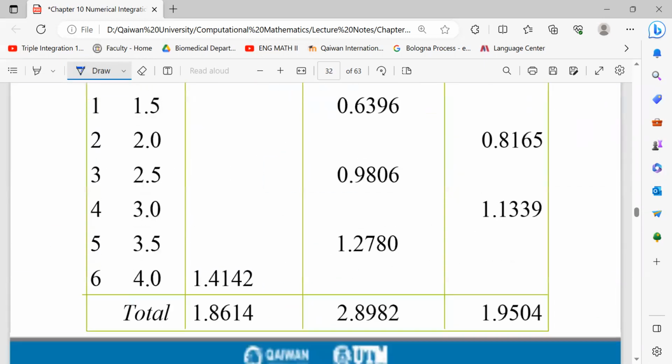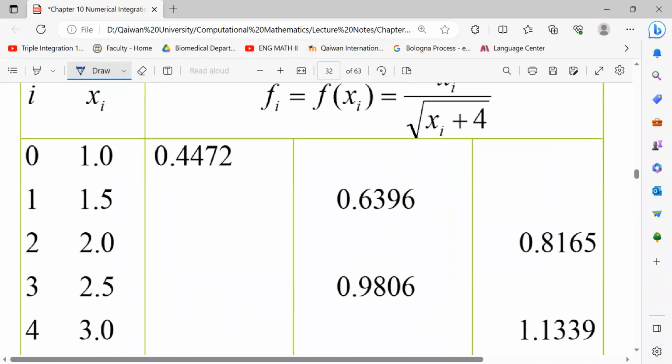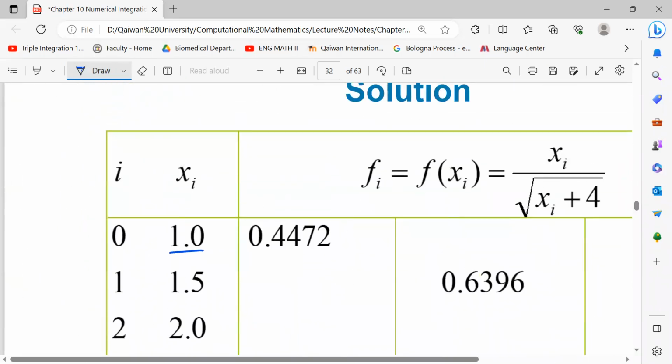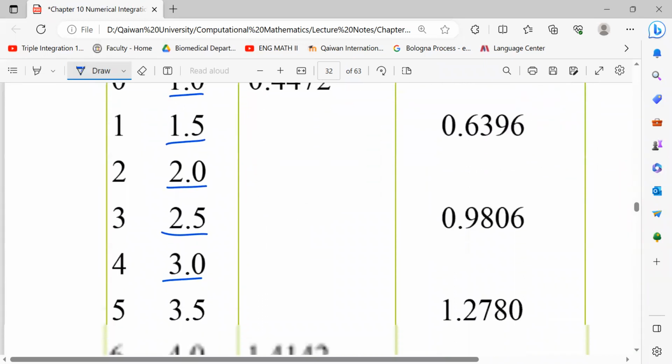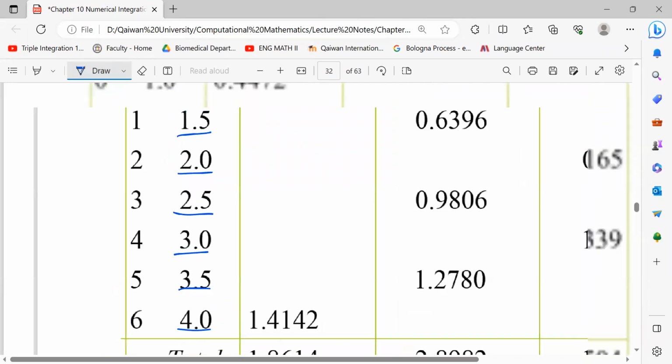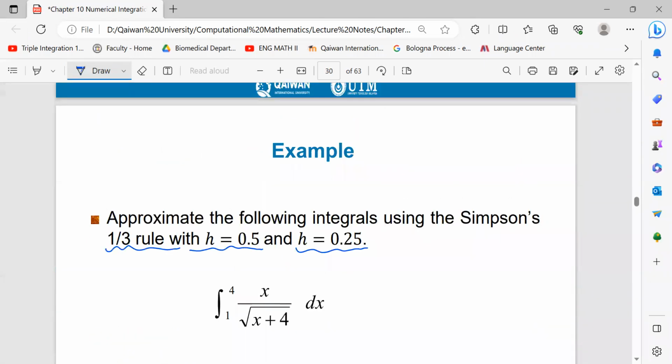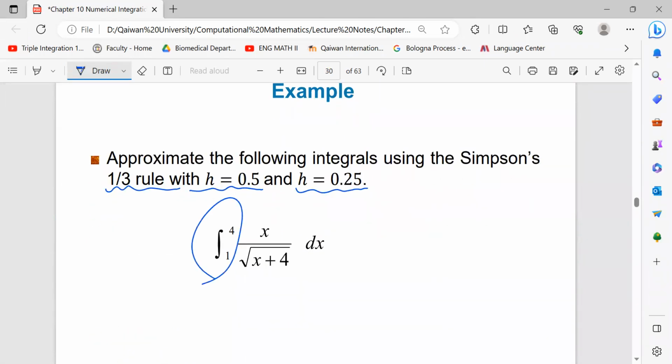Yeah, h to be 0.5 and 0.25. For 0.5, this is 1, 1.5, 2, 2.5, 3, 3.5, 4. Why do we stop at 4? Because our integration is from 1 to 4. We must start from 1 and we stop at 4.